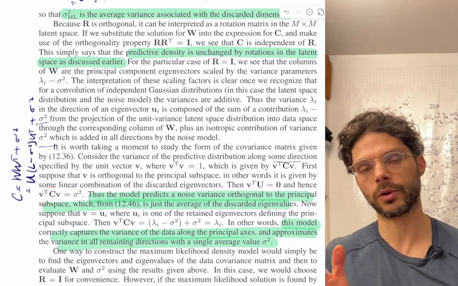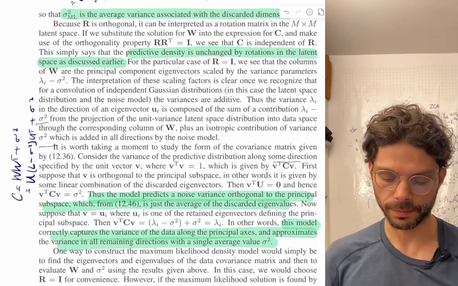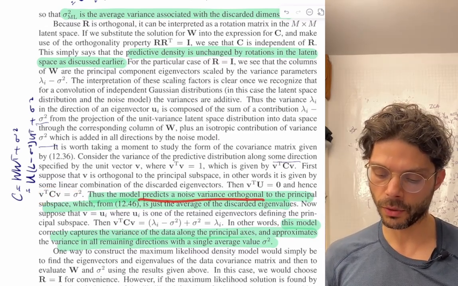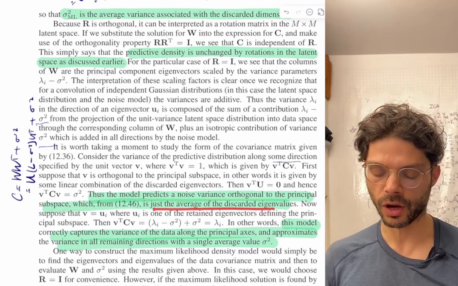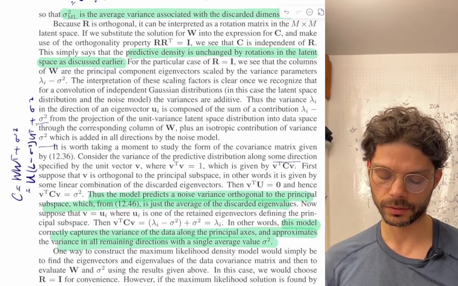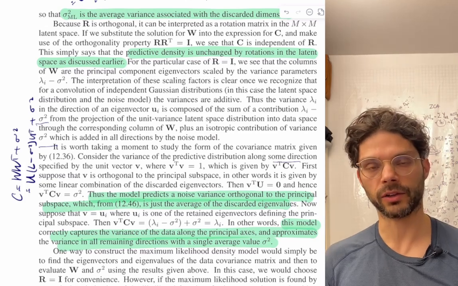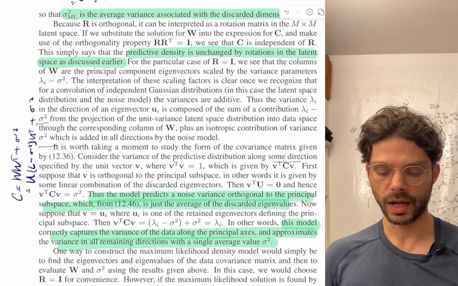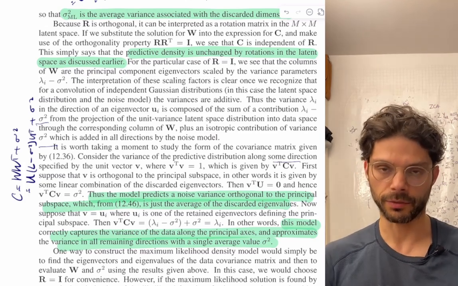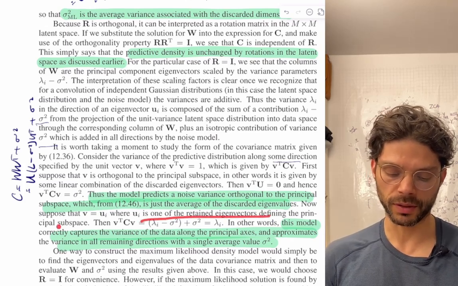So if you're talking about projections along the directions that you're not using, you get a sigma squared variance in them. So the model predicts a noise variance orthogonal to the principal subspace, which from 12.46 is just the average of the discarded eigenvalues. Now suppose v is u_i, where u_i is one of the retained eigenvectors. Remember, all of the eigenvectors together form an orthonormal basis, and we've chosen some set of them, defining the principal subspace.